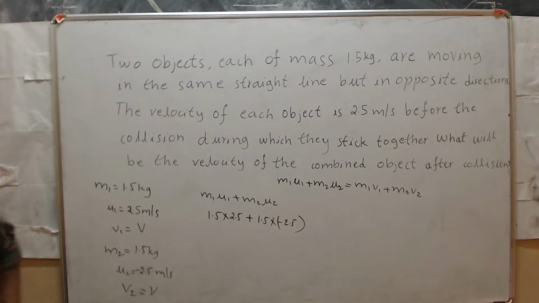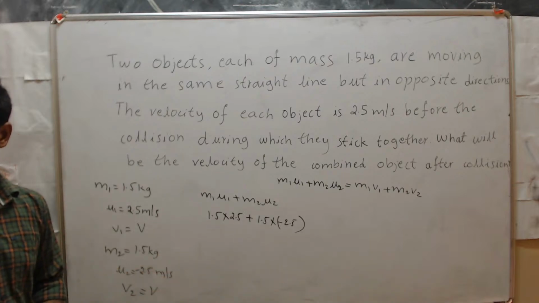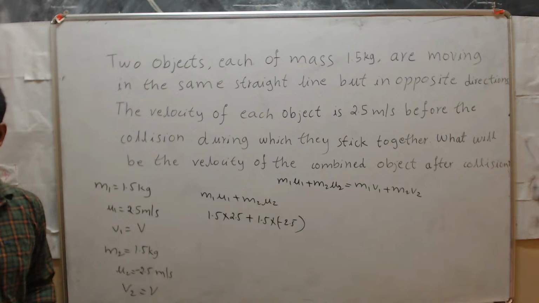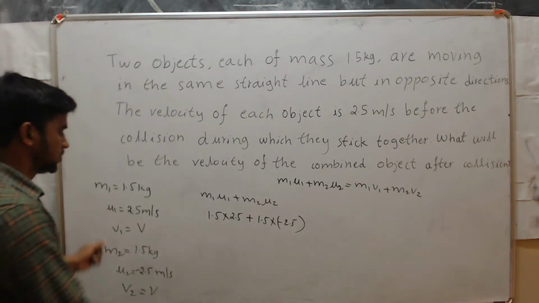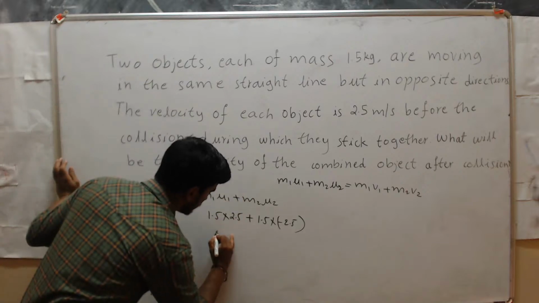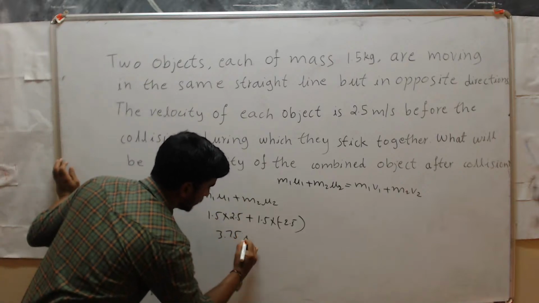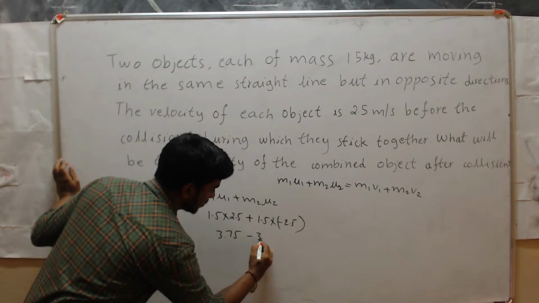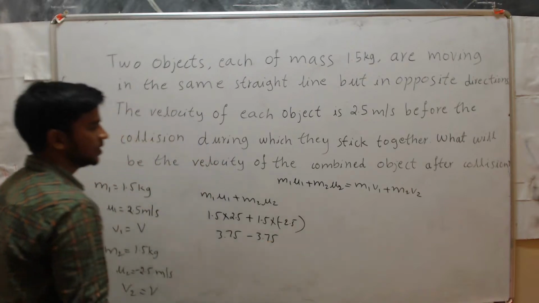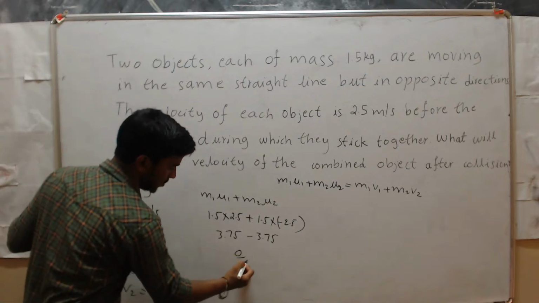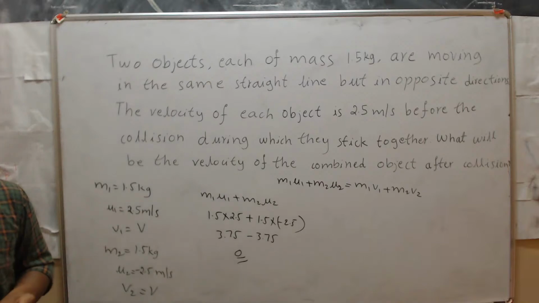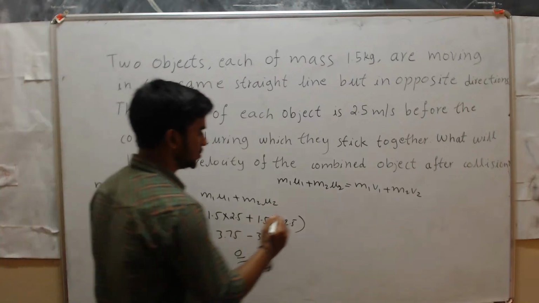Quick, what is the answer? So here we will get 3.75 and minus 3.75. Okay, so total minus 3.75... so we will get 0. So the initial momentum of both the objects is equal to 0.